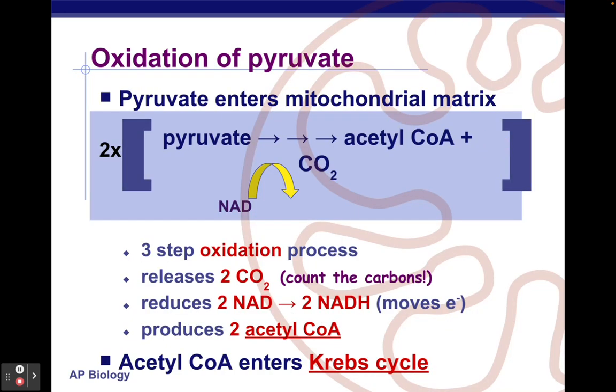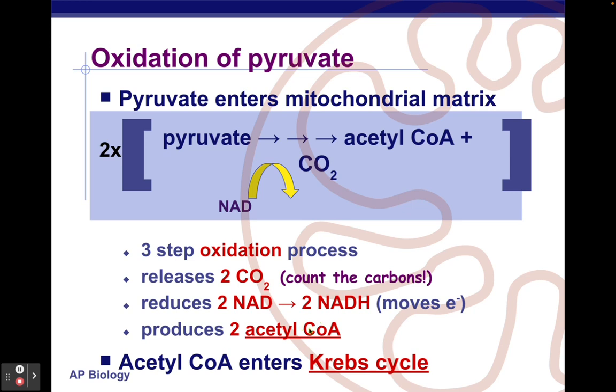All right. So let's talk about the oxidation of pyruvate. Pyruvate enters the mitochondrial matrix. You should know where that is; we just talked about it. And it becomes acetyl-CoA. It's a 3-step oxidation process. Here we release 2 CO2s, and we reduce 2 NADs to 2 NADHs. That means we're moving electrons. And we produce 2 acetyl-CoAs.